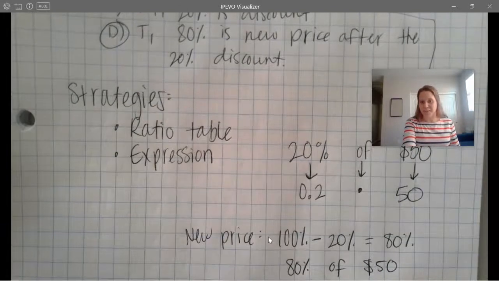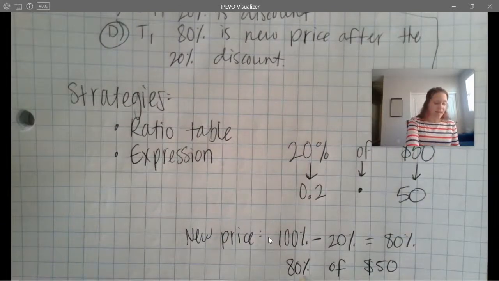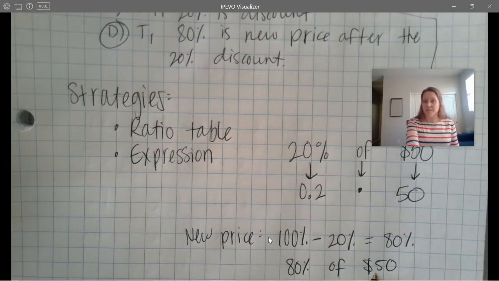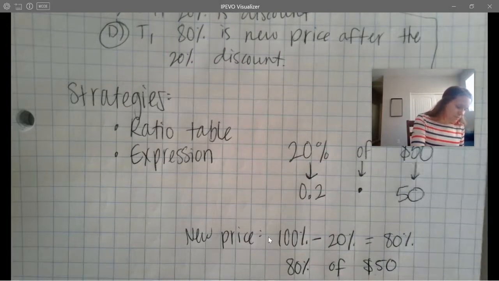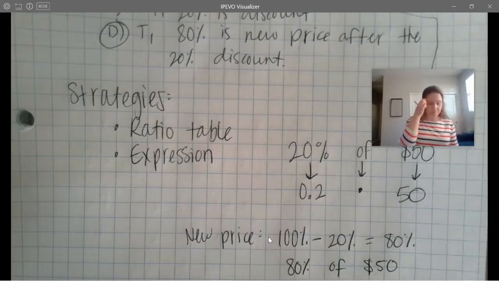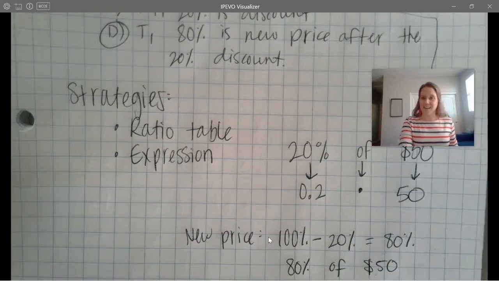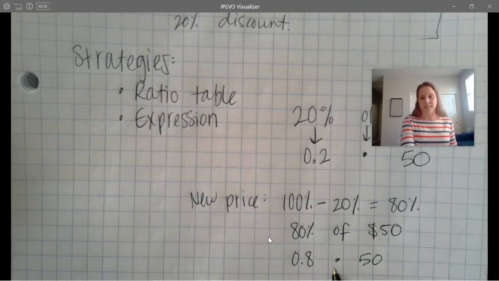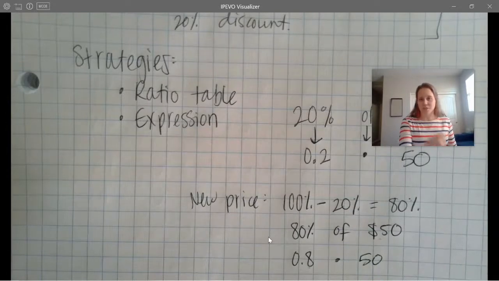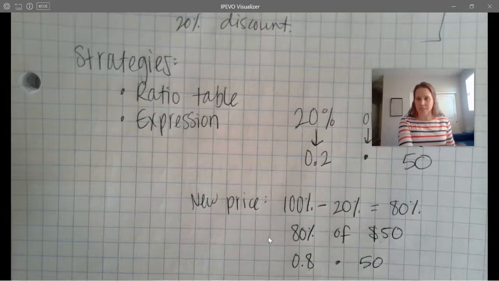Go ahead and translate that into an expression. I'm going to cover up my work and do it with you. Try to do it on your own. How can I write 80% of $50 as an expression? Did you get it? I got 0.8, or 0 and 8 tenths, times 50. Okay, so this is the expression that shows me the new price, right? 80% of the original.